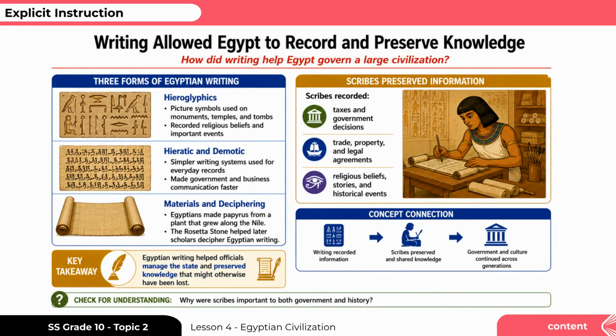Scribes recorded taxes, government decisions, trade, property, legal agreements, religious beliefs, stories, and important events. Writing allowed Egypt to operate beyond the memory of a single person. Information could be stored, shared, and passed to future generations. That made writing important both to government and to history. Without written records, much of what Egyptians knew and experienced could have disappeared.